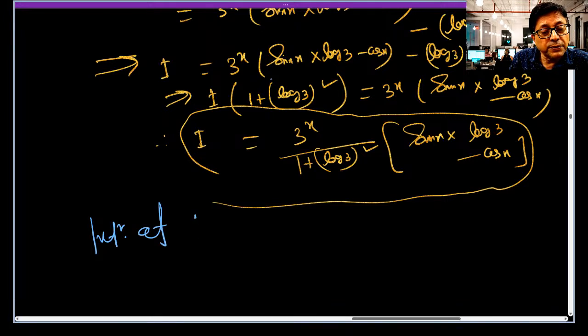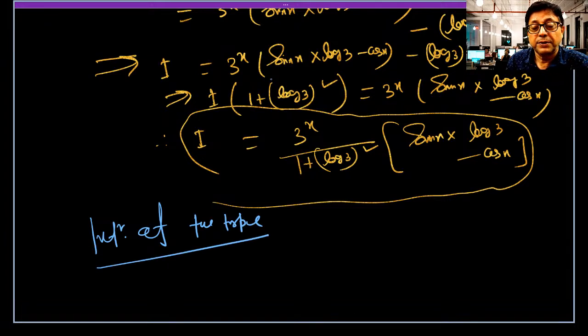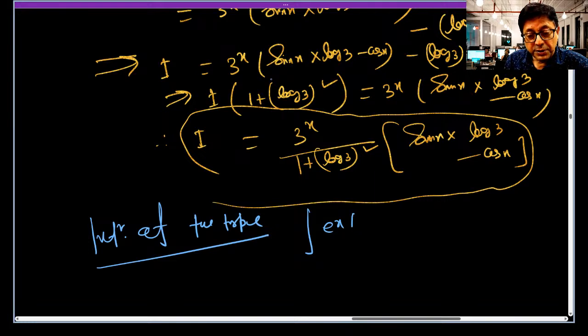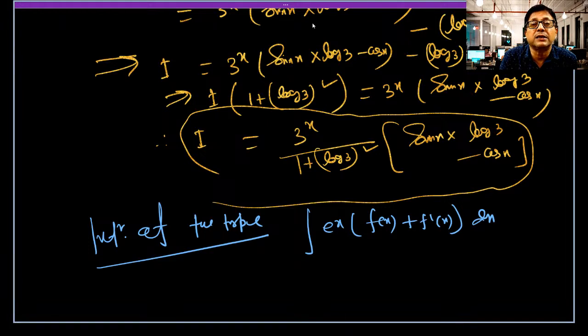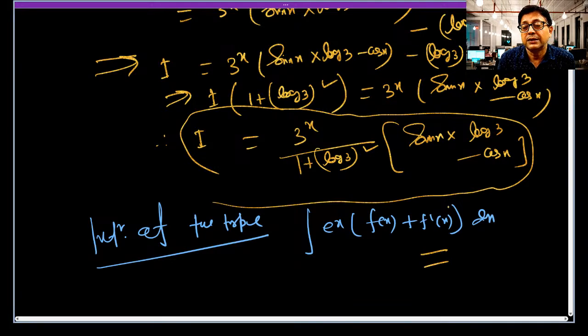Integration of the type e to the power x times f x plus f dash x. Okay? If the integrand is of this form, directly we will be writing the answer, that is e to the power x f x plus c.